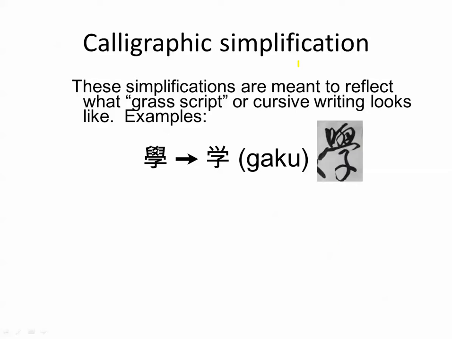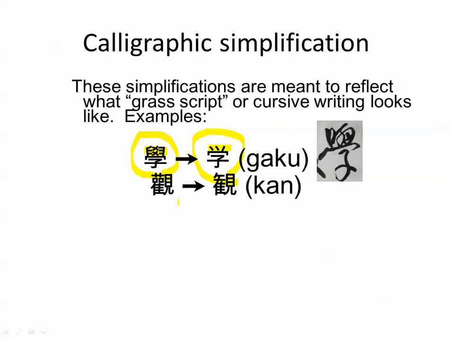So for example, gaku, this is a kanji I'm hoping everybody knows, learning. Originally, in its unsimplified or its complex form, it looked like this. That top part has a lot of lines in it, an awful lot of brush strokes. If we wrote it with a brush and we dragged the brush, you can see how eventually all of those separate lines could be construed as something as simple as those three.